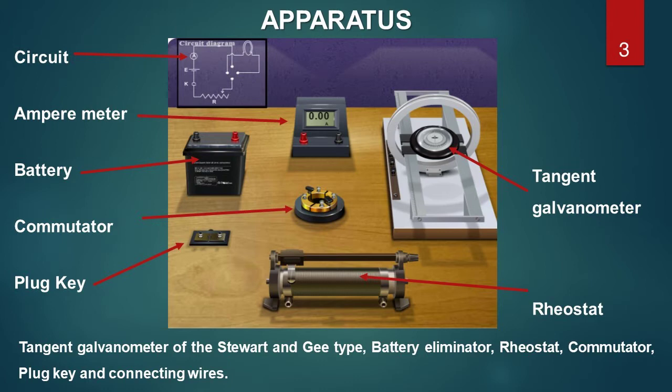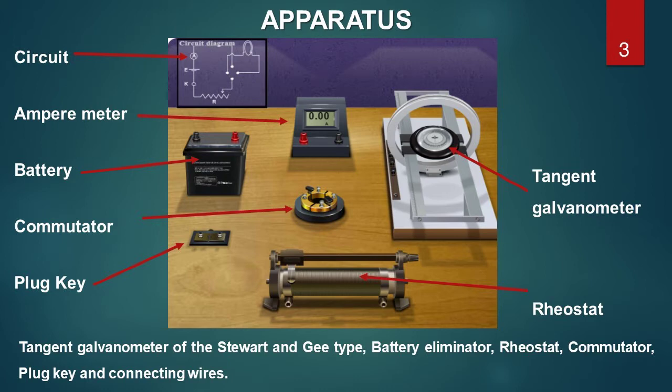A tangent galvanometer is an early measuring instrument for small electric currents. It consists of a coil of insulated copper wire wound on a circular non-magnetic frame. Its working is based on the principle of the tangent law of magnetism. The purpose of the commutator is to allow the current to be reversed only in the coil while flowing in the same direction in the rest of the circuit.